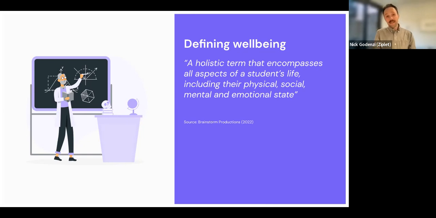One description that I did come across, which I thought summarizes wellbeing pretty well in an educational setting, is that wellbeing is a holistic term that encompasses all aspects of a student's life, including their physical, social, mental, and emotional state. So it's a pretty big beast to be wrangling.